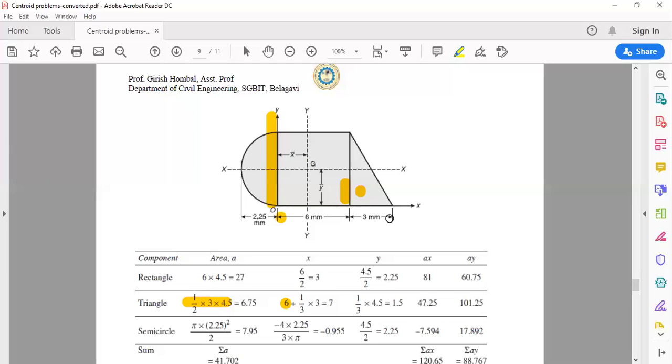It is 1/3 of the length, and the length is 3. So it is 1/3 of 3. So 6 plus 1/3 of 3 will give you 7. Now, next I want y bar for this triangle.